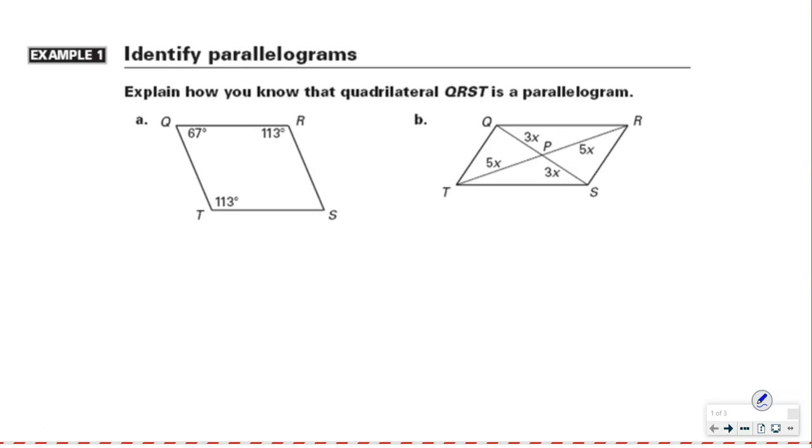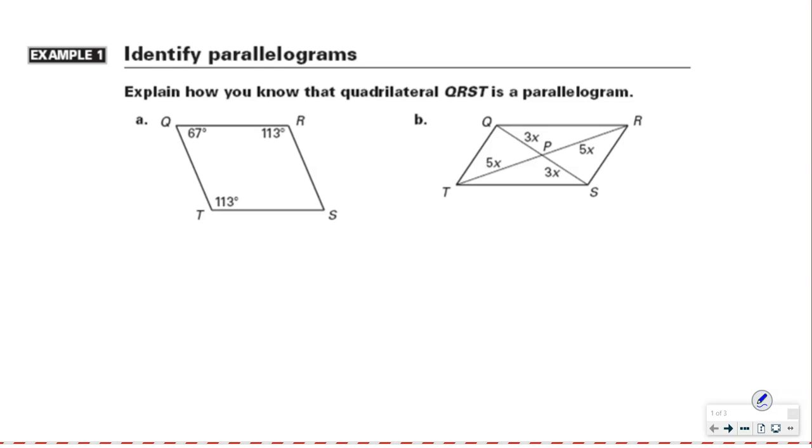So identifying these parallelograms, or if they're parallelograms, explain how we know that quadrilateral QRST is a parallelogram. If we look at QRST over here at A, we see that we have 3 angles listed, but we don't have a 4th. So how can we find out what that 4th angle is, and therefore show that it is a parallelogram? Remember, for it to be a parallelogram, both pairs of opposite angles need to be congruent.